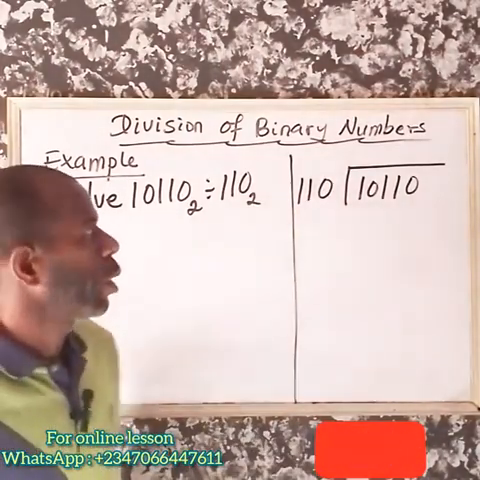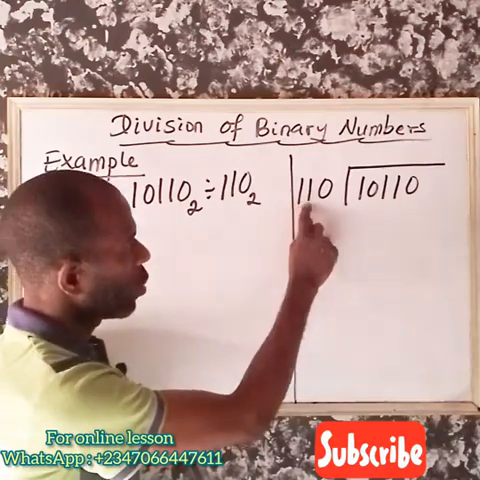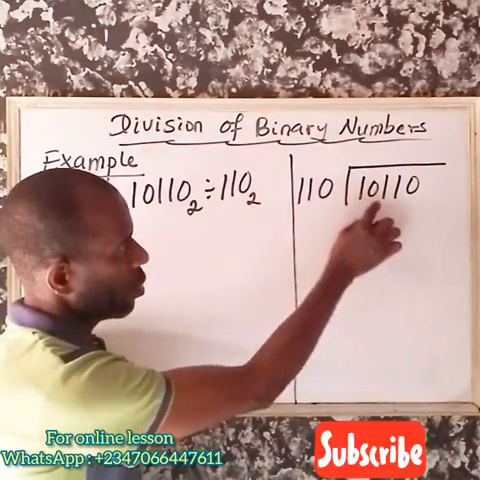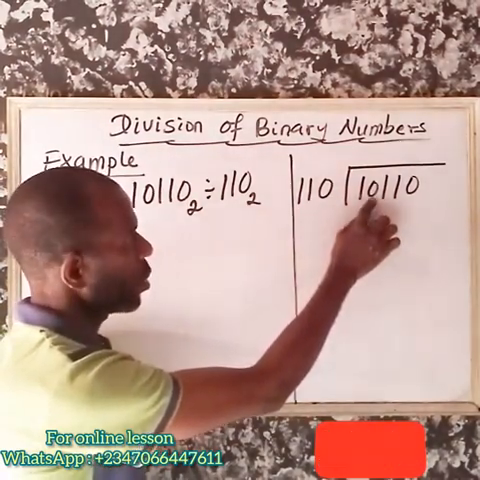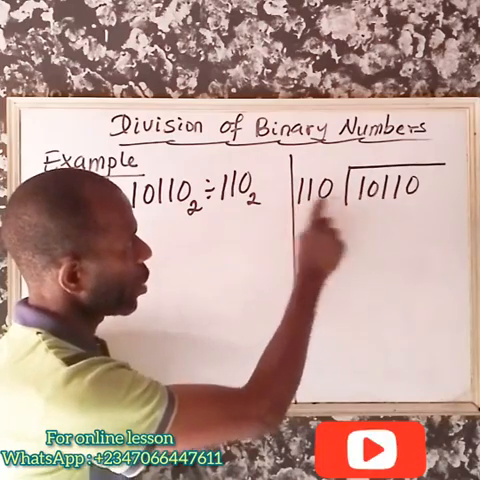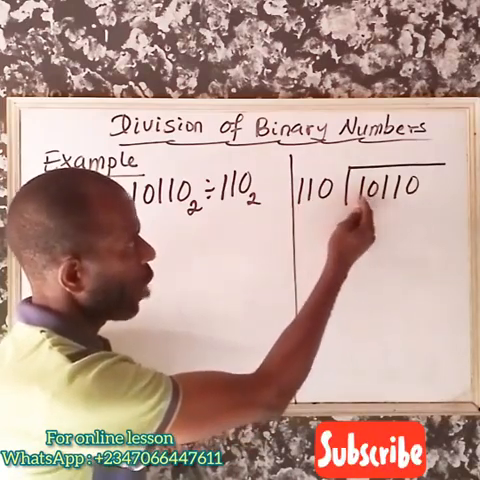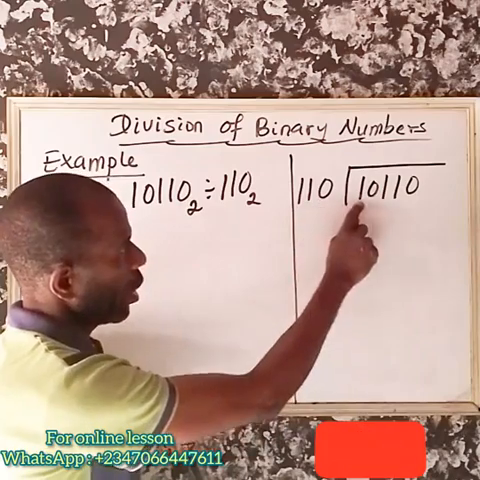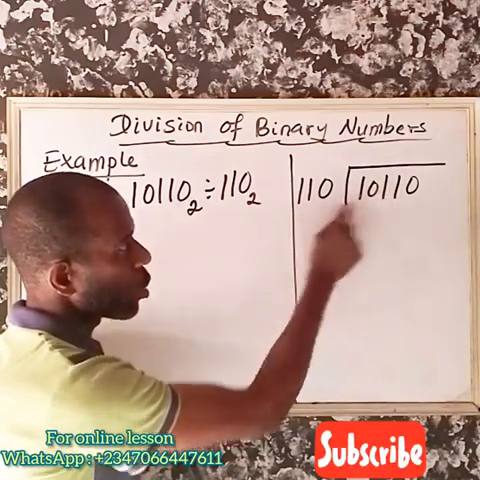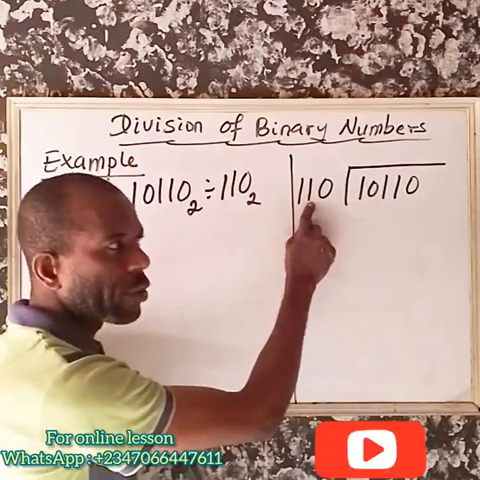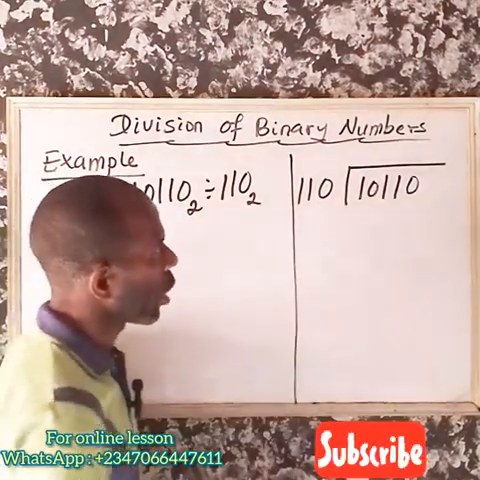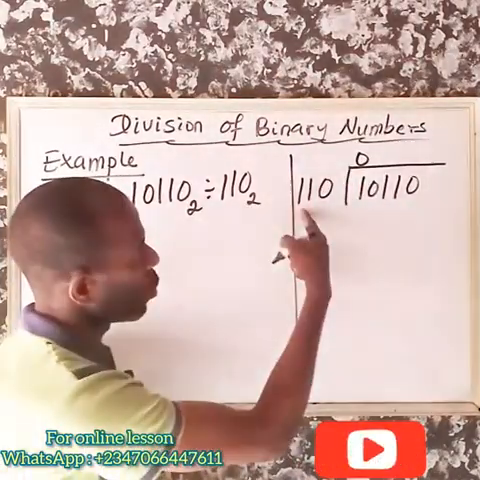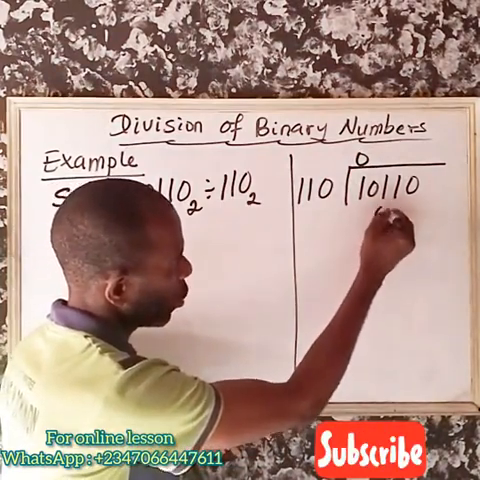The first step, since we are having how many digits here? 1, 2, 3. Let's consider the first 3 digits here. Now let's compare this one with this. You discover that this one here is smaller than this, because we're having 101 and here we're having 110. So we cannot divide. We are going to place a 0 here. Placing that 0 here, you multiply the whole of this by 0. You put it here. That's 0.